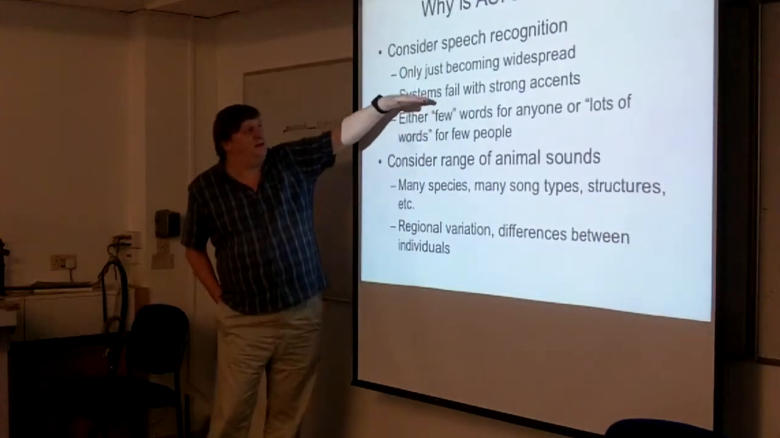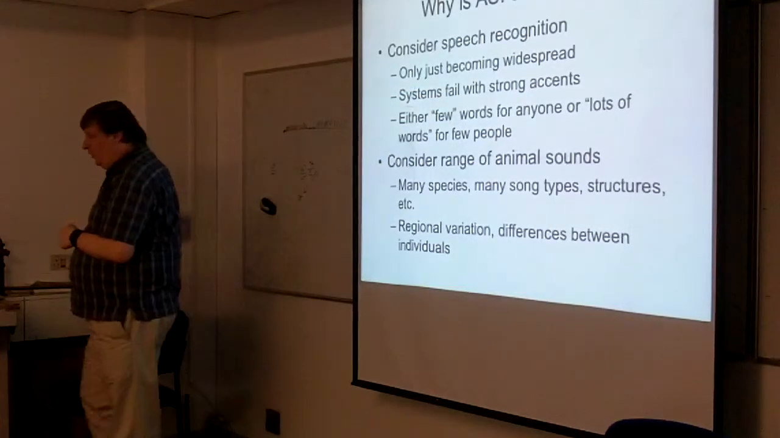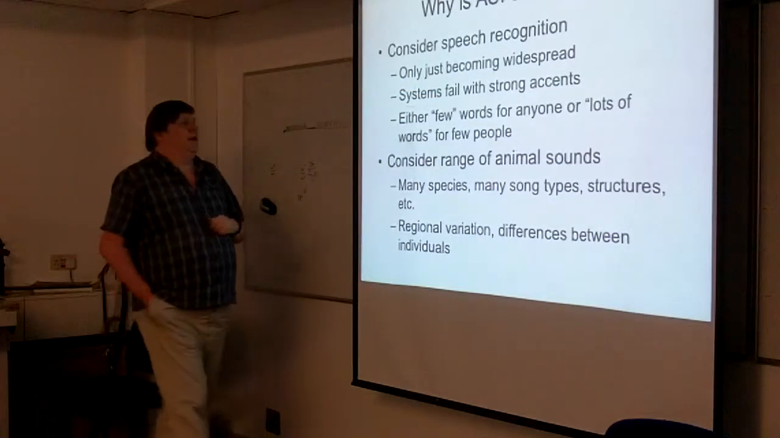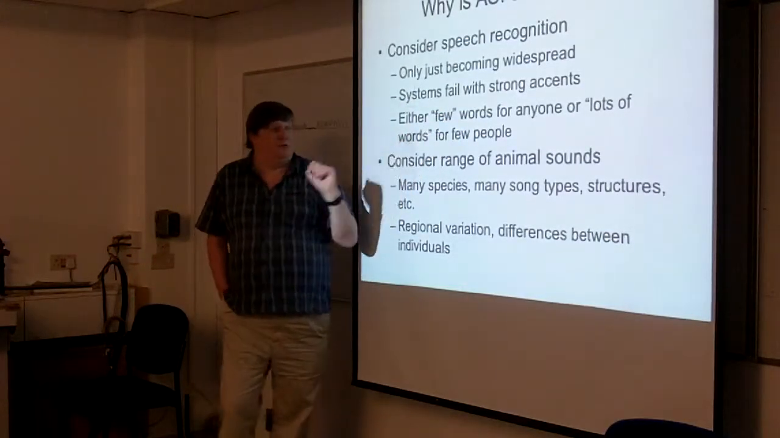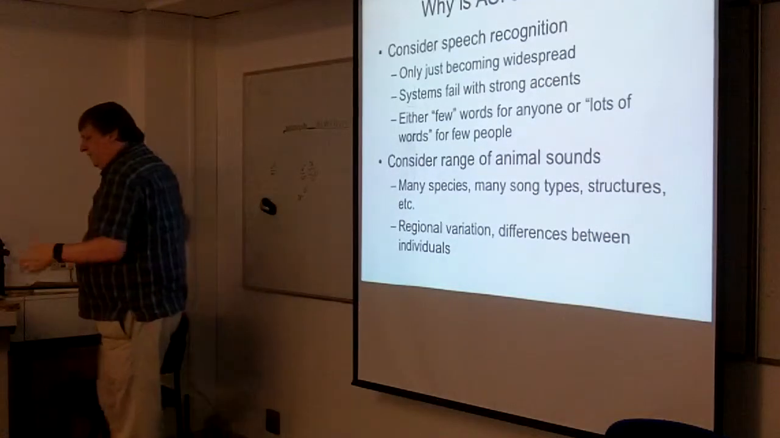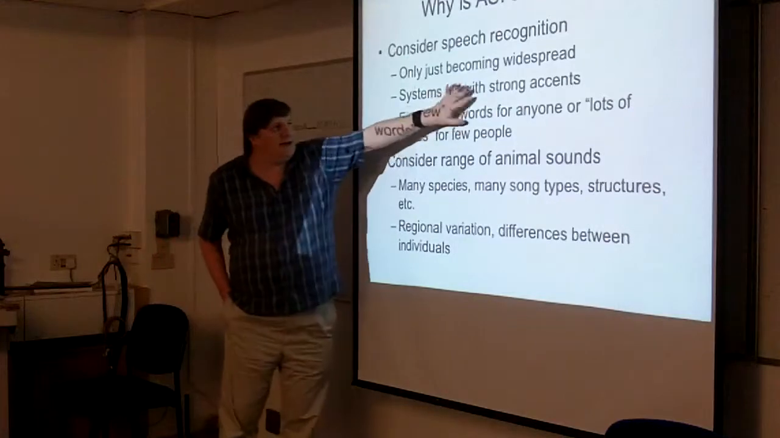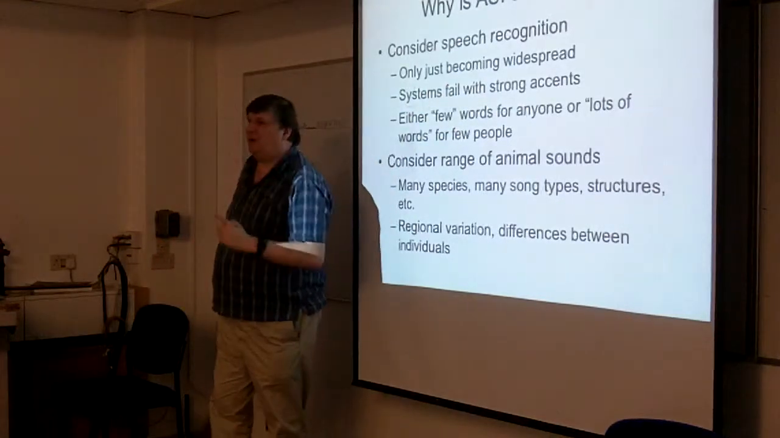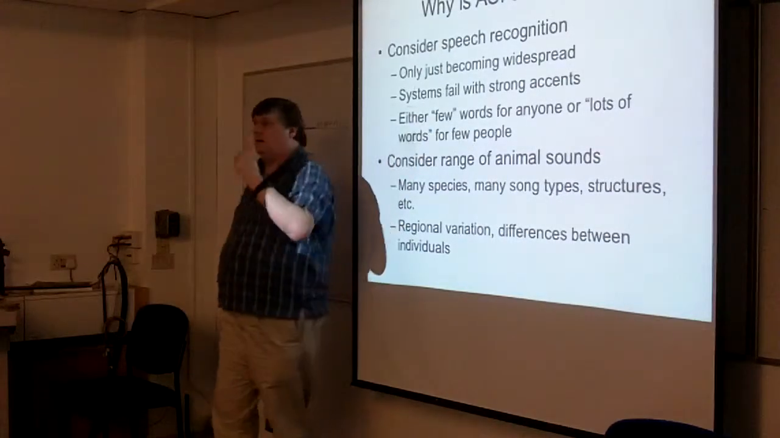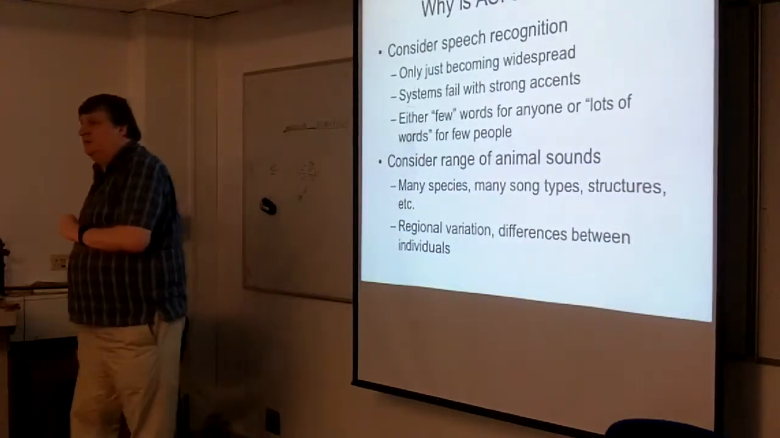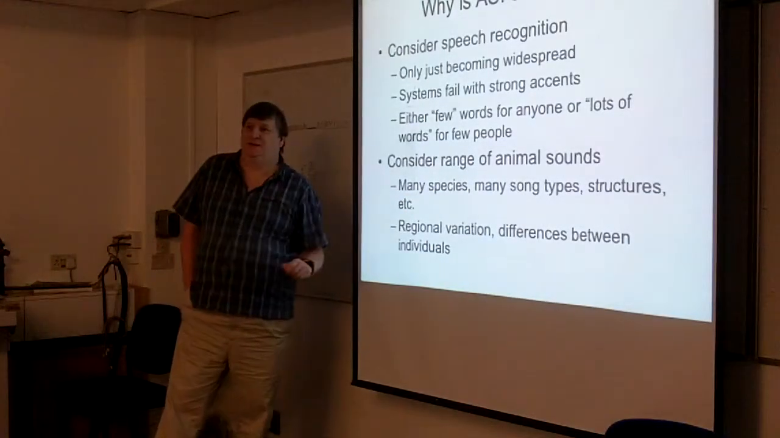And the biggest problem is if you've got somebody with a strong accent, like a Scotsman or Welsh, then it can cause major problems. Either few words for anyone or lots of words for a few people. In other words, the system is usually trained on relatively small numbers. But then that's only one taxonomic group. All right, there's lots of languages and lots of people with lots of variation, but it's only one biological organism called a human. How many bird species are there in the world?